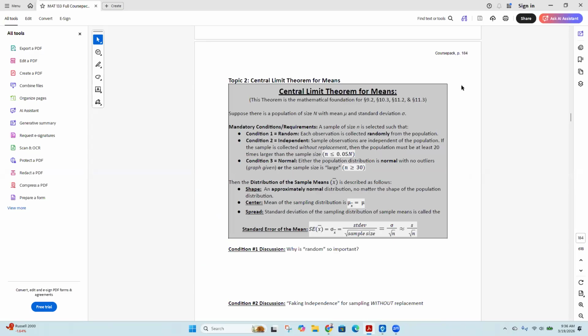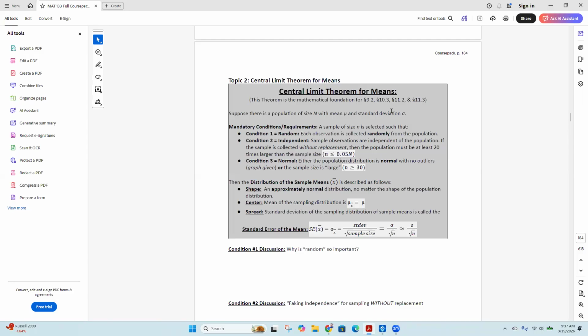So in your course pack, page 184 is the central limit theorem for means. We said that we don't necessarily need to understand the proof behind it or all the details behind it, but we do need to understand some of it. So the central limit theorem for means, this is an important theorem. This is something that on Tuesday I was excited about, that we could use, and it was an interesting result.